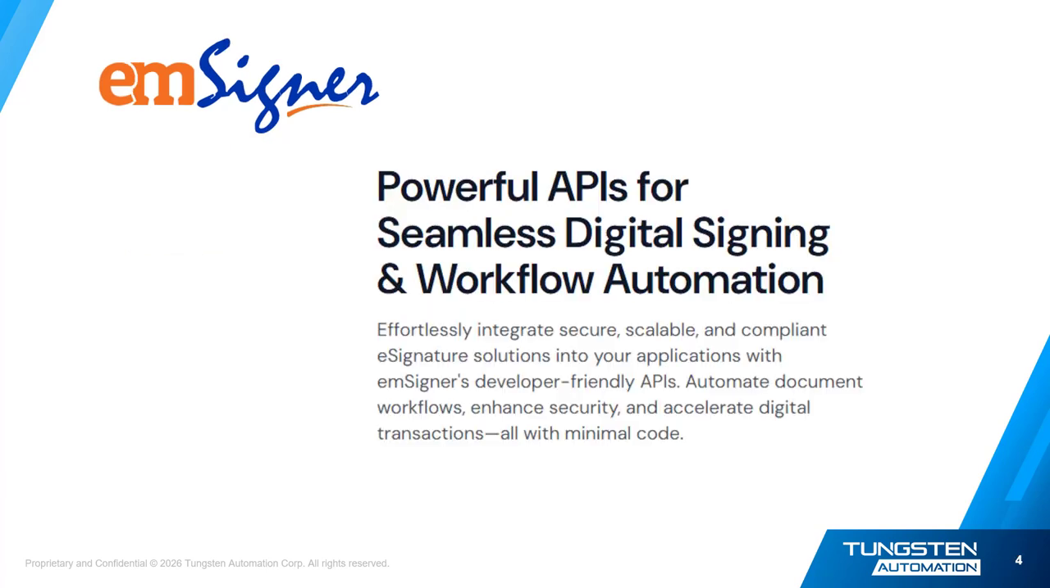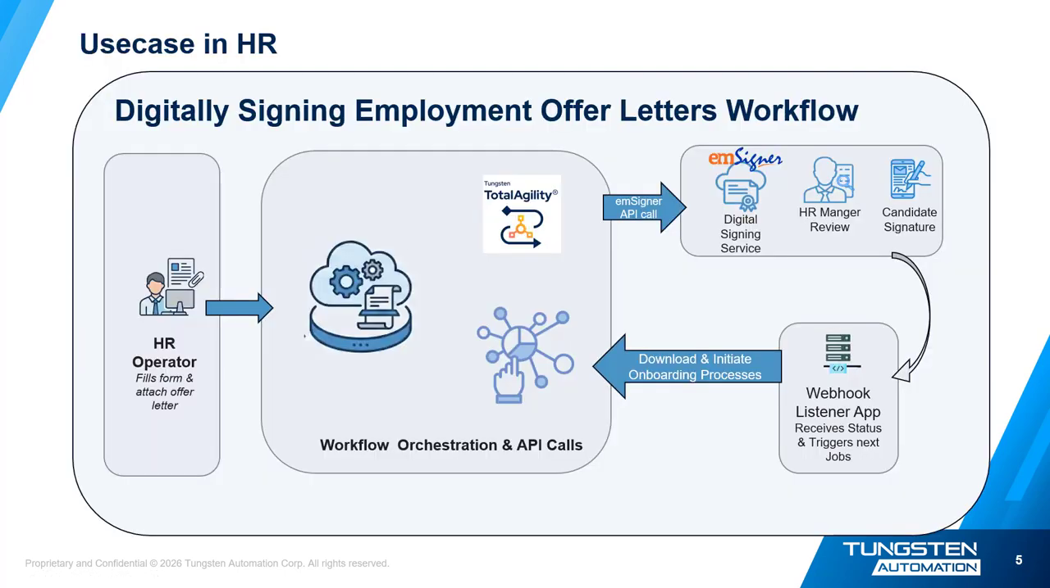For Tungsten's benefit, emSigner has a powerful API for seamless digital signing and workflow automation through Total Agility's workflow capabilities. We will utilize this API for all the integration.